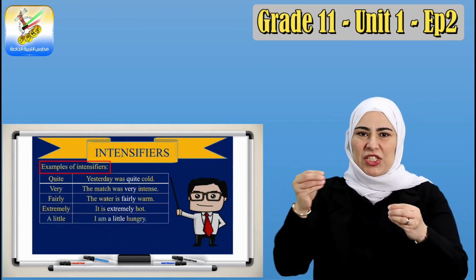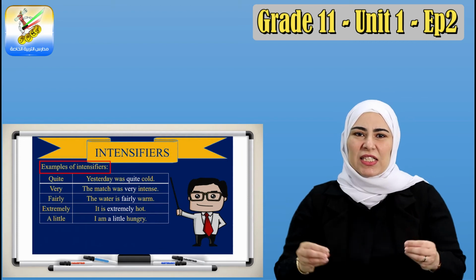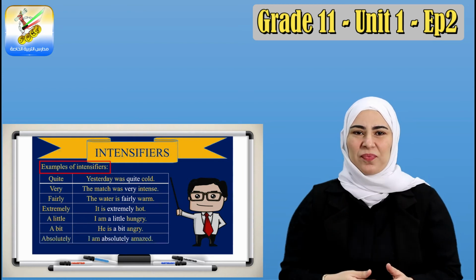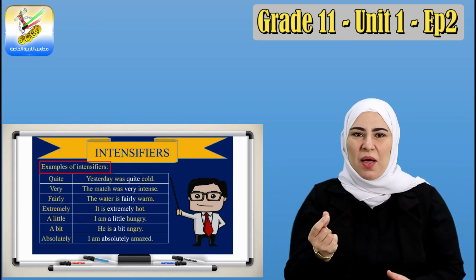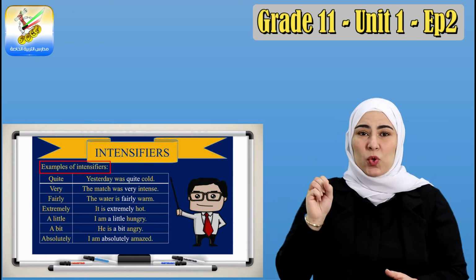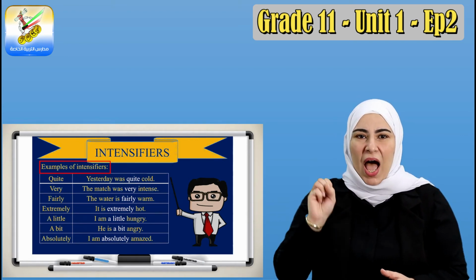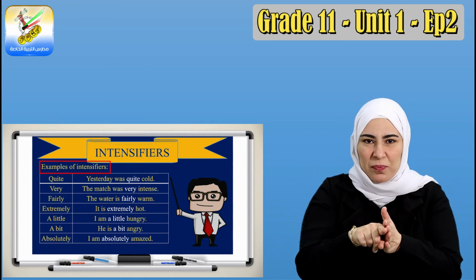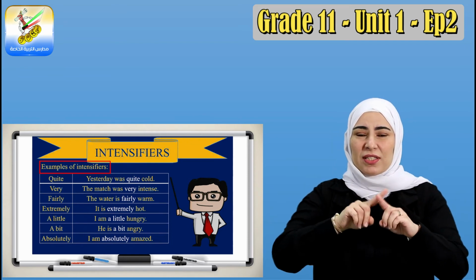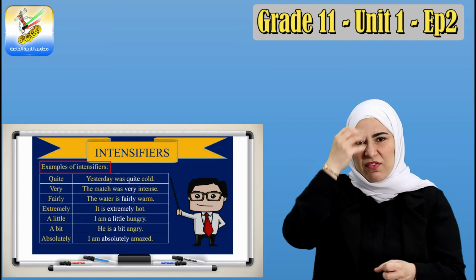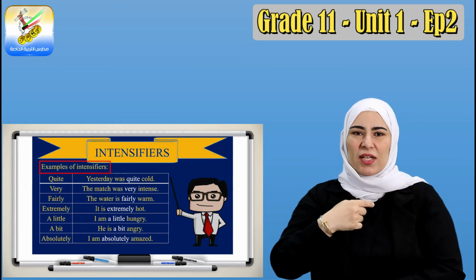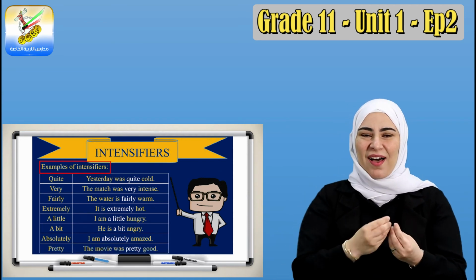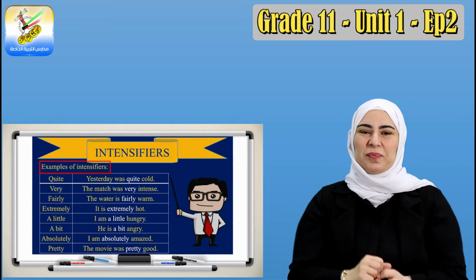A little. I am a little hungry. A bit. He is a bit angry. Absolutely. I am absolutely amazed. Now, you can read all these sentences without the intensifier, but when you add the intensifier before the adjective, you will modify the adjective. For example, the last one, I am amazed. I read it without the intensifier, but when we add the intensifier before the adjective, I am absolutely amazed. Now you are modifying the adjective. And also we have pretty. The movie was pretty good.